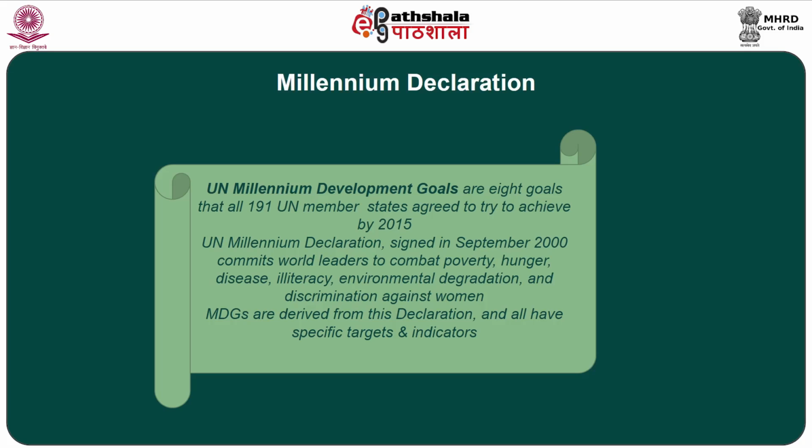The UN Millennium Development Goals are 8 goals that all the 191 UN member states agreed to try to achieve by 2015. This UN Millennium Declaration was signed in September 2000 and it commits the world leaders to combat poverty, hunger, disease, illiteracy, environmental degradation and discrimination against women. The MDGs are derived from this declaration and all the MDGs have specific targets and indicators.